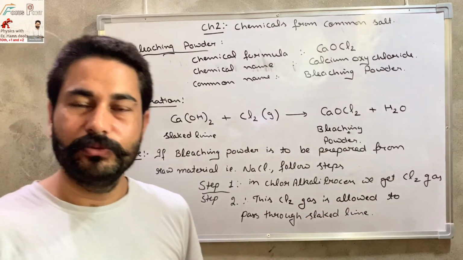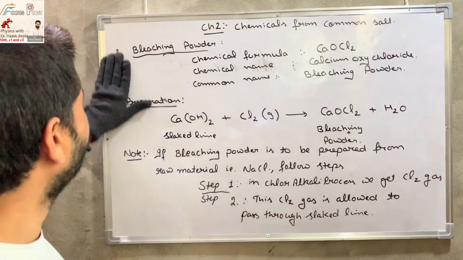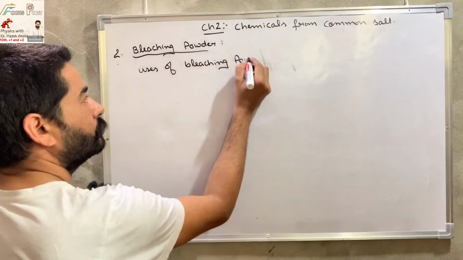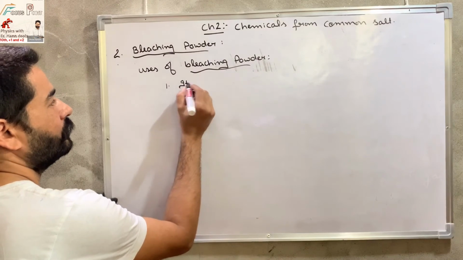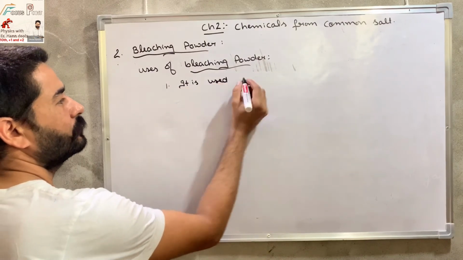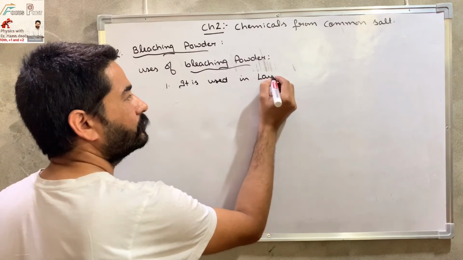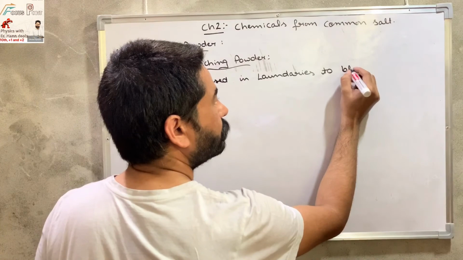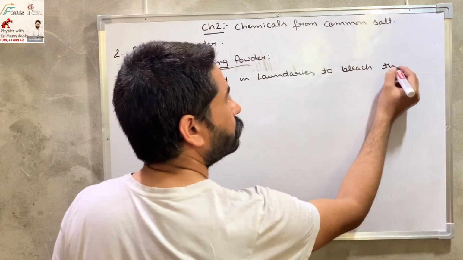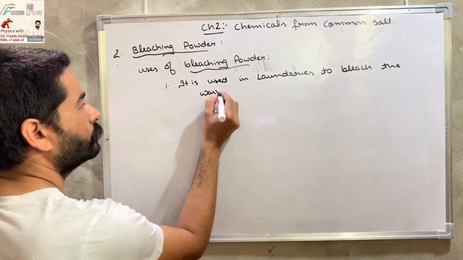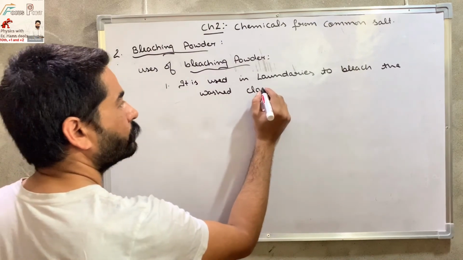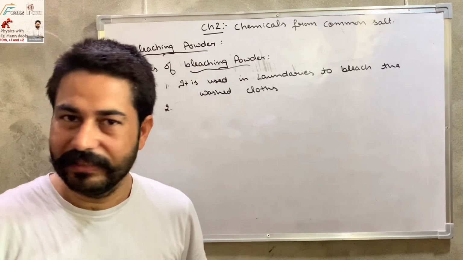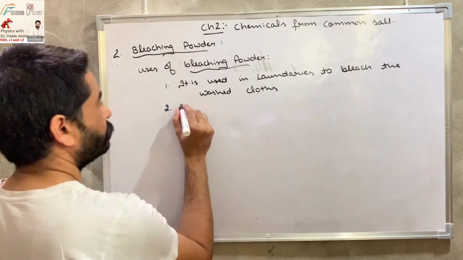After preparation, let's do the uses of bleaching powder. It is used in the laundries to bleach the washed clothes. Another thing, it is also used in the paper industry to bleach the paper.